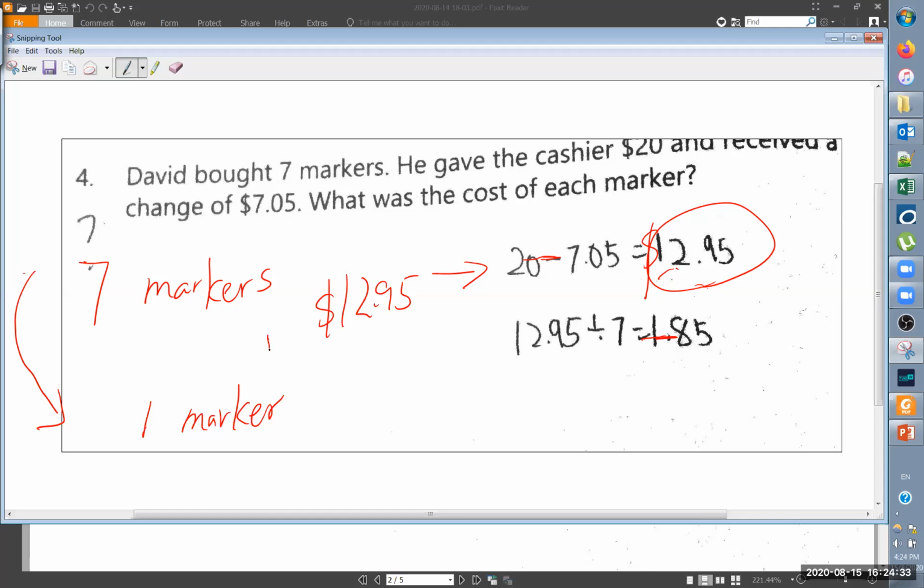So let me write down divide by 7 in front, right here. If the number of markers decreases by 7 times, similarly the amount must also decrease. Decrease by 7 times mathematically means divide by 7. Very good. Proportionality. So 12.95 divided by 7, the unit is 1.85. Does it make sense? Yeah.